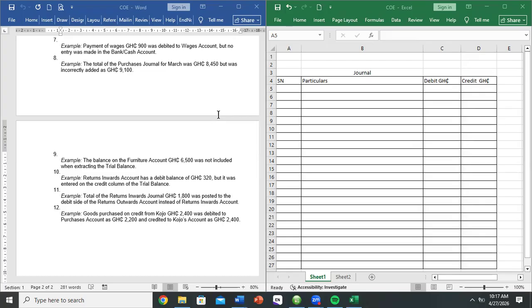So we are continuing. Error number 7, please. Who will read error number 7 for me, and then we'll do the analysis like we did the last time, and then pass the journal entries? So, Austin, since you started with a question, I think you read this one for me. Okay, example 7. Payment of wages 900 Ghana cedis was debited to wages account but no entry was made in the bank or cash account.